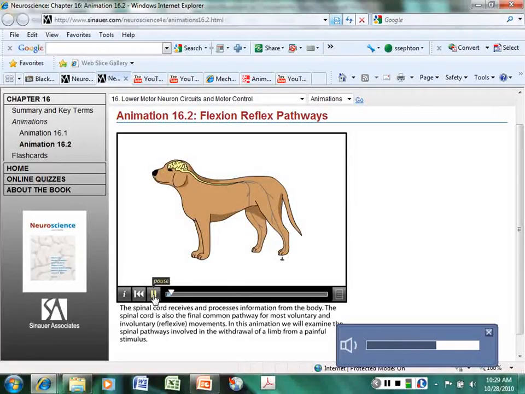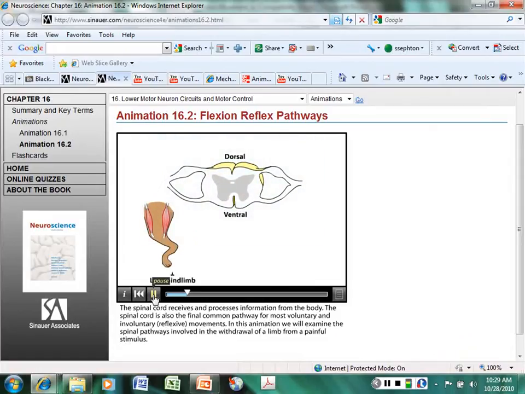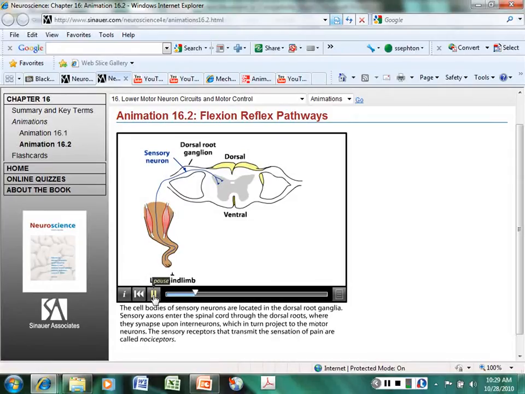The spinal cord is also the final common pathway for most voluntary and involuntary reflexive movements. In this animation, we'll examine the spinal pathways involved in the withdrawal of a limb from a painful stimulus. The cell bodies of sensory neurons are located in the dorsal root ganglia. Sensory axons enter the spinal cord through the dorsal roots, where they synapse upon interneurons, which in turn project to the motor neurons. The sensory receptors that transmit a sensation of pain are called nociceptors.